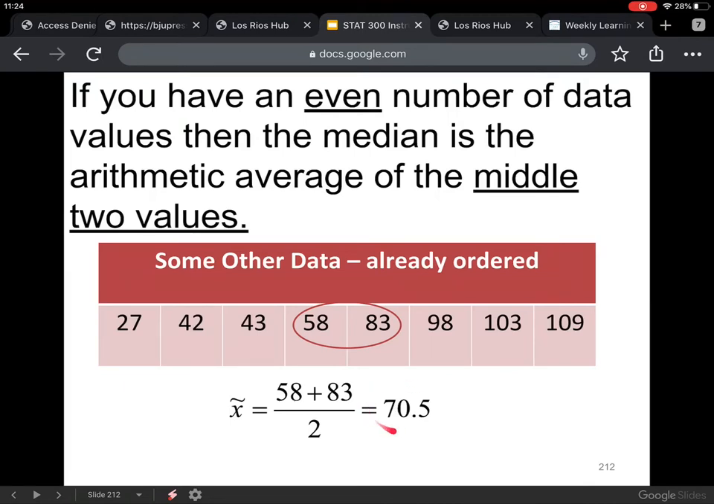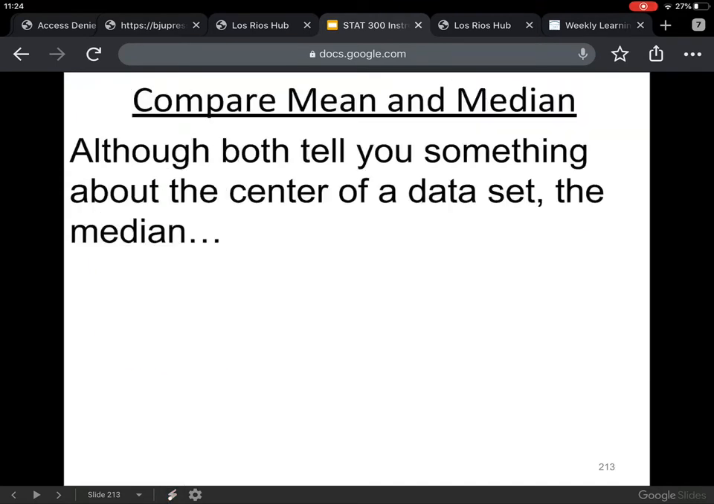Please note that this number 70.5 is not a number in this data set. Okay, so the median can be a number that's not even part of your data set, even though it's considered the middle of your data values, right? The middle number of your data values. This number is not part of my data set. Okay, so that's the median.